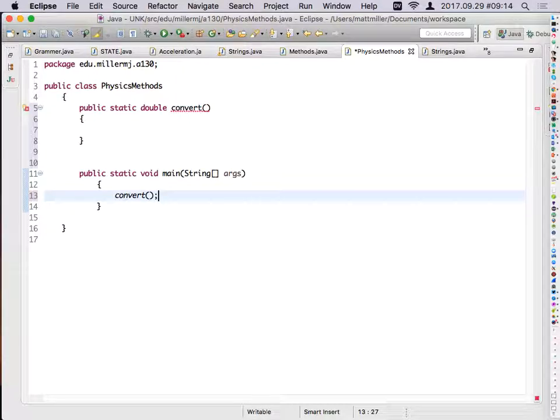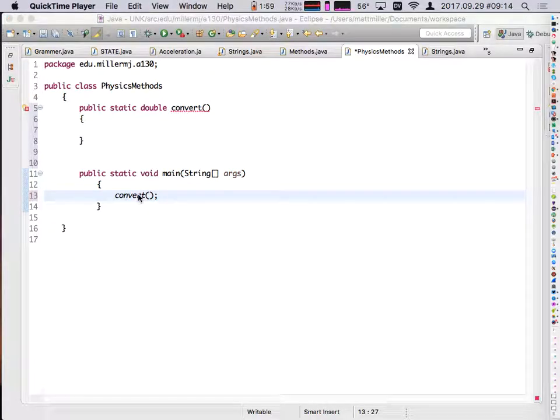So what I'd like to do today is do some example methods. As you can see, I wrote the word convert. If you're also paying attention, you see that this says physics methods is the name of the class. So clearly we're going to do trigonometry. No, we're going to do physics.